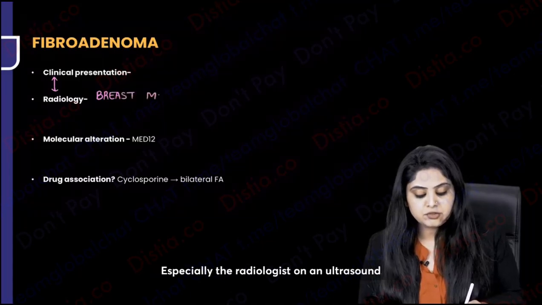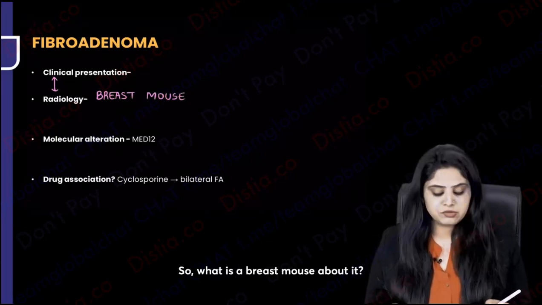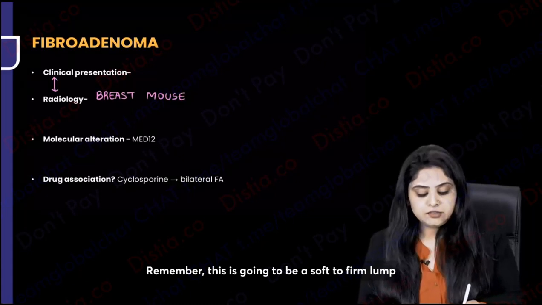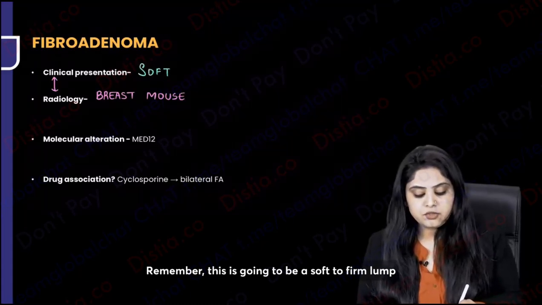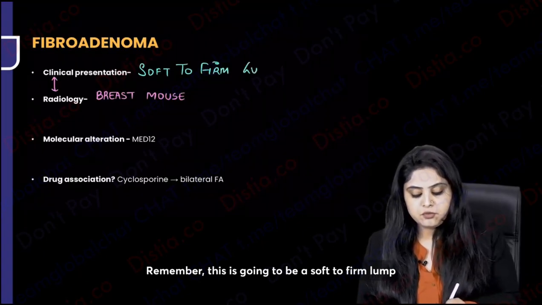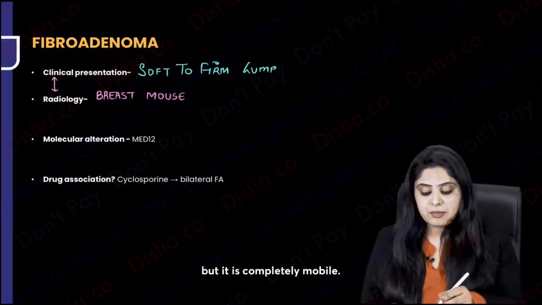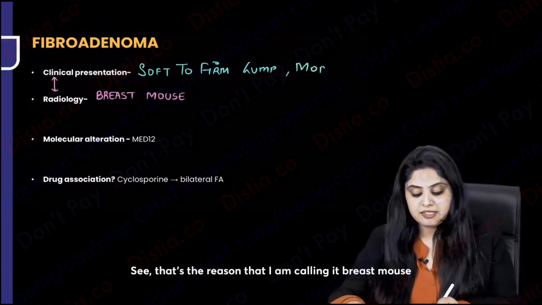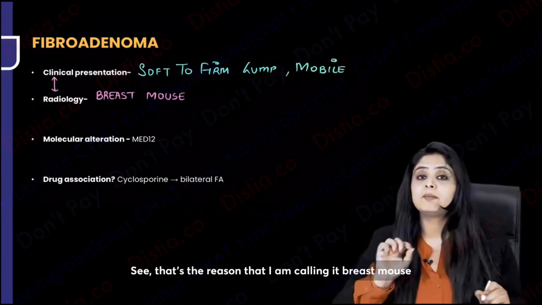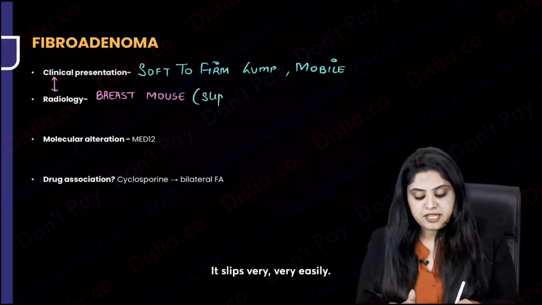Especially the radiologists on an ultrasound call fibroadenoma a breast mouse. So what is a breast mouse about it? Remember, this is going to be a soft to firm lump, and the size of course varies from patient to patient, but it is completely mobile. That's the reason that I'm calling it a breast mouse, because it slips very easily.